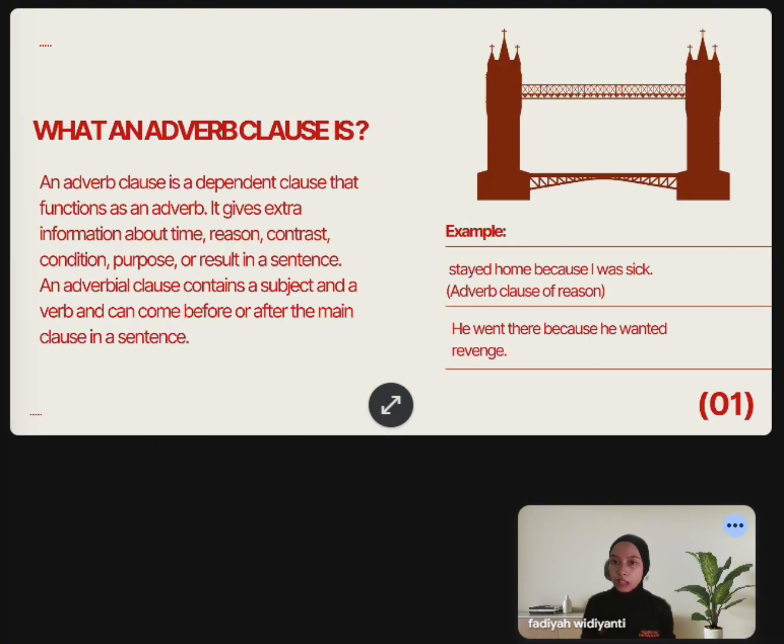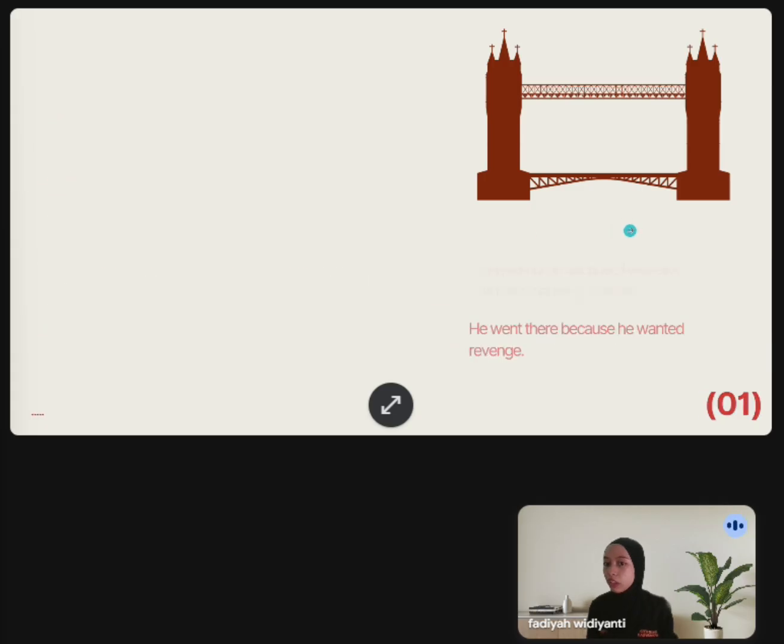For example, an adverb clause of reason: I stayed home because I was sick. And then, we went there because we wanted to refresh. Next, we look at the difference between time subordinating conjunctions.